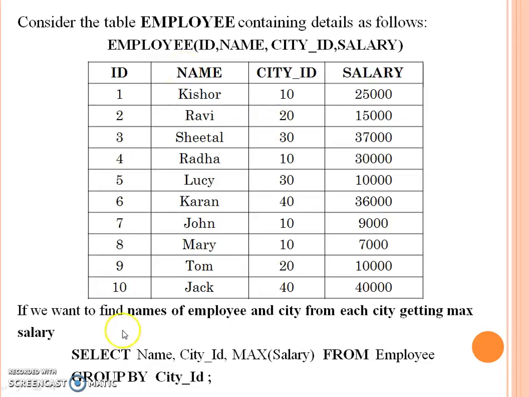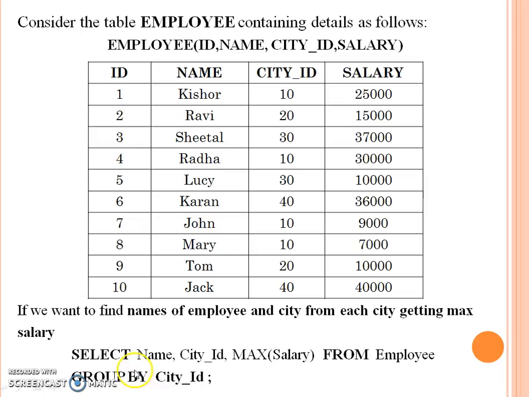Consider that I have to find the name of the employee and their city, where each city should be grouped in such a way that I get the maximum salary of the employee. What is my criteria? I want the names of those employees and their respective cities, and for each city ID, I want the employee whose salary in that city is the maximum of all the other employees' salaries.